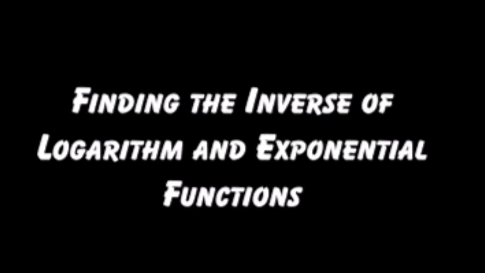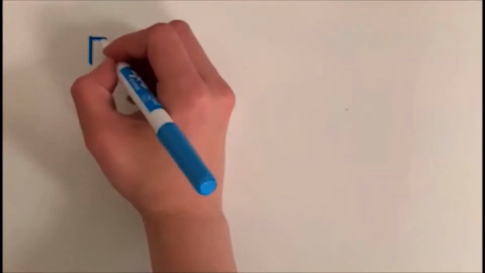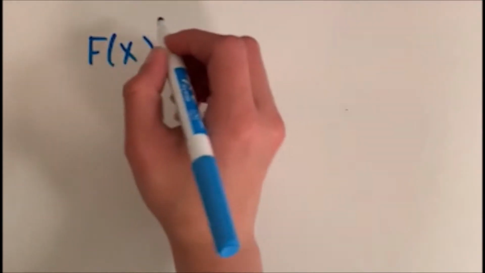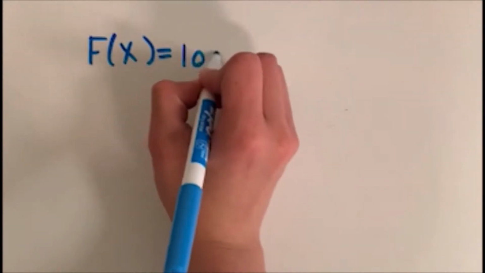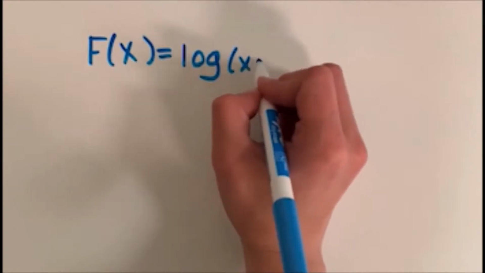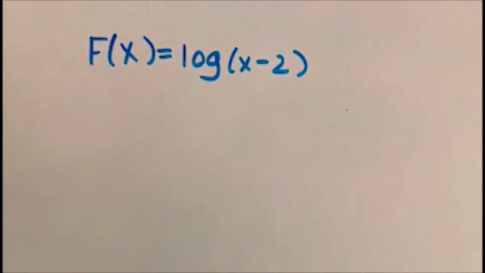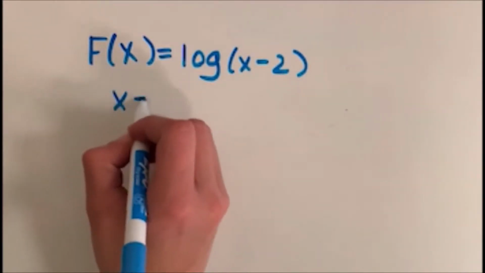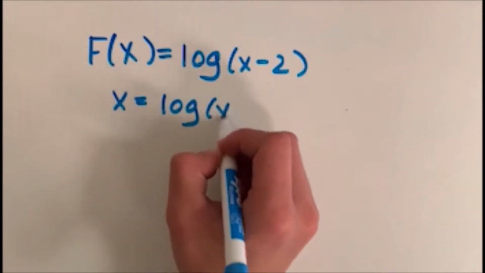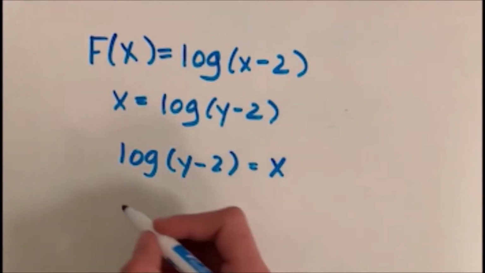Today we will be teaching you how to find the inverse of logarithm and exponential functions. First, you write down the equation, which is f of x equals log x minus 2. Since our log has no visible base, the base is automatically 10. Then you switch the x and the y. The reason being, we can now solve for y. This shows our base 10.